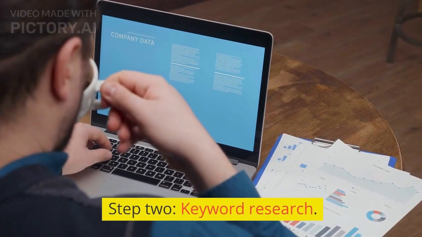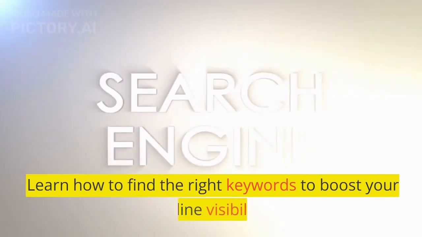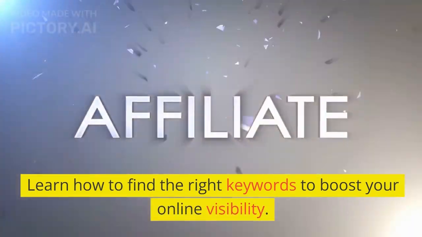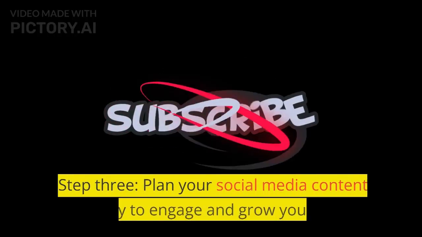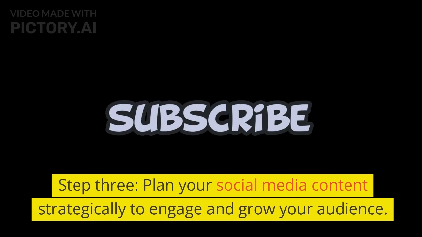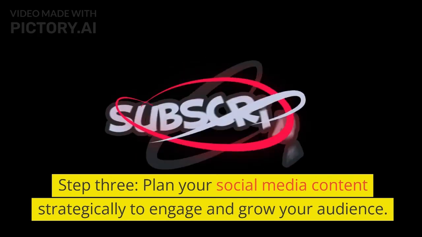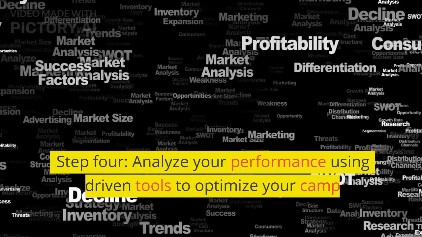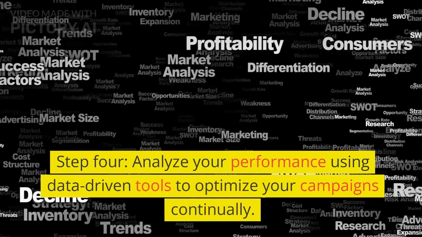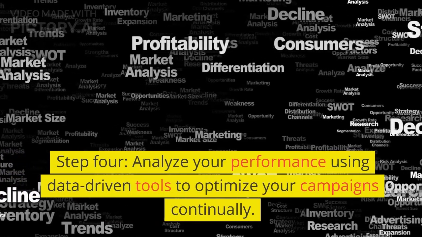Step 2. Keyword Research. Learn how to find the right keywords to boost your online visibility. Step 3. Plan your social media content strategically to engage and grow your audience. Step 4. Analyze your performance using data-driven tools to optimize your campaigns continually.